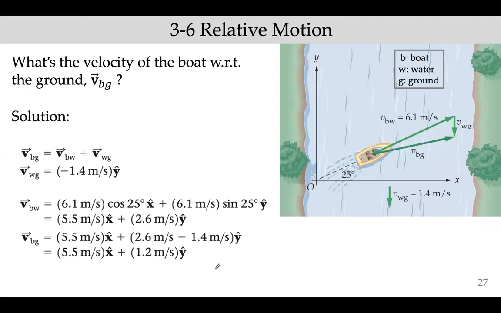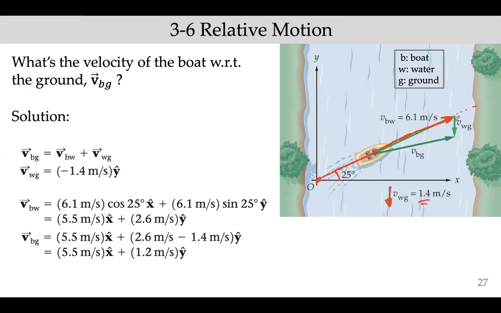Okay, this is the final question that we're going to do in this video. So you have a boat, and you start from here and you aim in this direction. It makes 25 degrees with the x-axis. So your boat aims in this direction, but the water flows down in this direction with some magnitude 1.4. Now, even though you aim in this direction, you will not end up here.